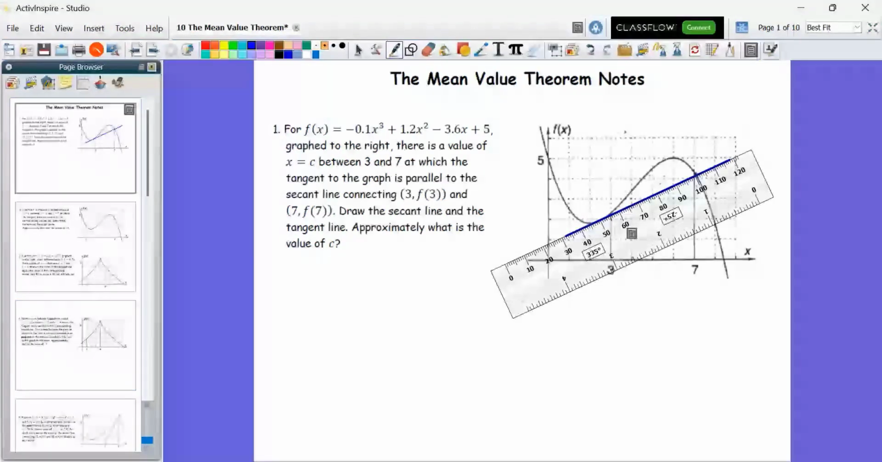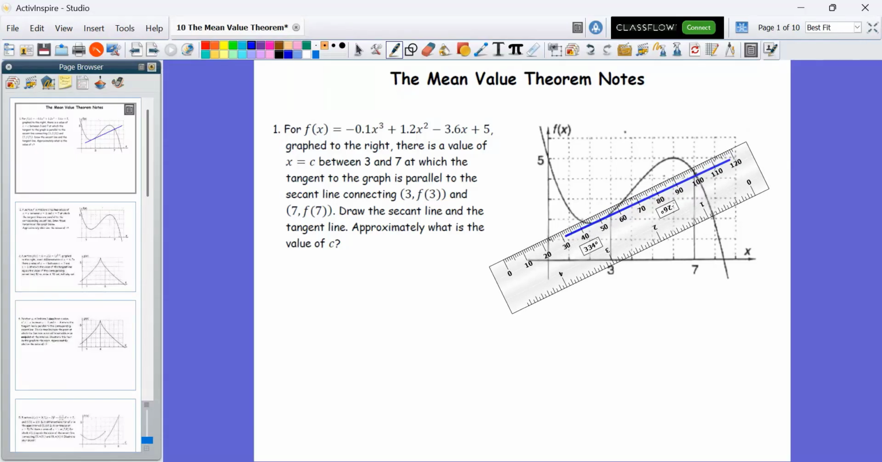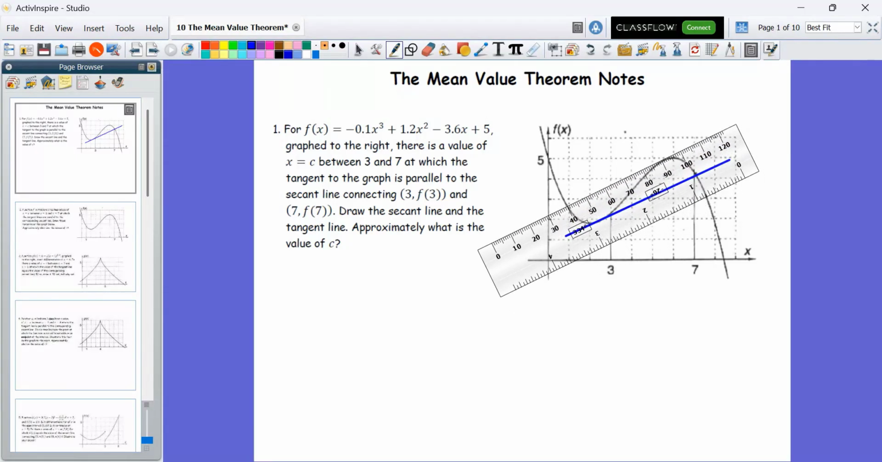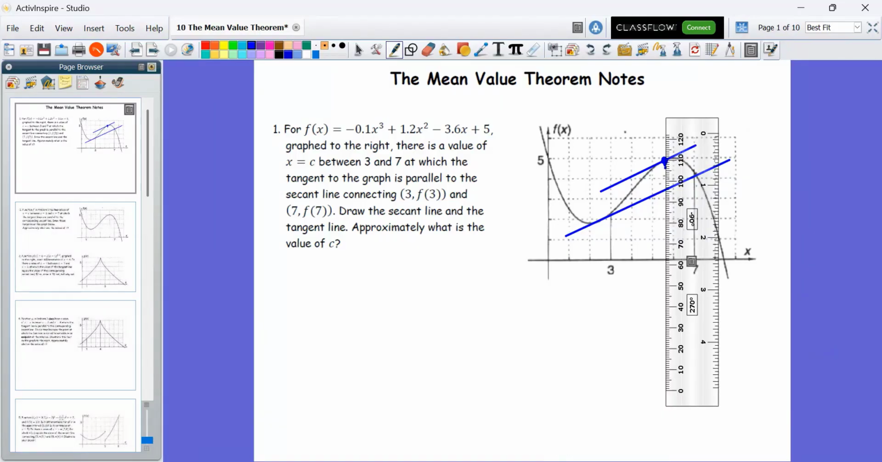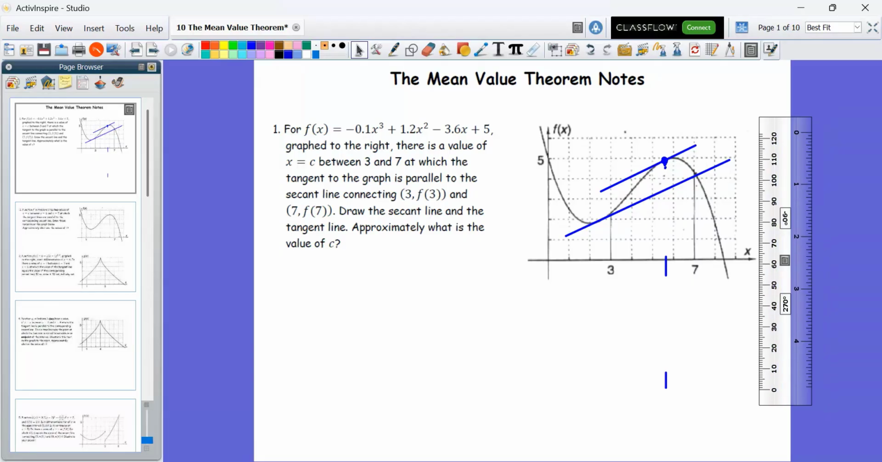Now if the tangent line is parallel, that means they're going to have the same slope. So I need to slide my ruler without tilting it, which can be difficult, until I find a parallel spot where it only touches the curve right here. If I follow that to the x-axis, we're about there.